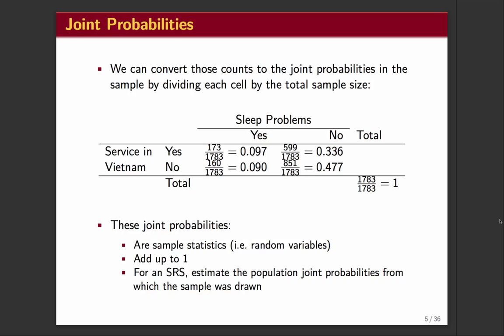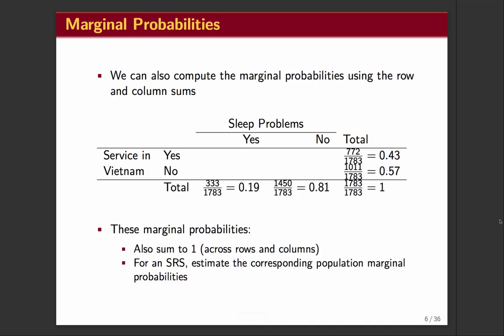So we refer to these as joint probabilities. That's a fancy way of saying, the joint probability of having served in Vietnam and having sleep problems is this. The joint probability of not serving in Vietnam and having sleep problems is 9.0%. So the joint probabilities have to do with the internal part of the table, the internal cells. The marginal probabilities, maybe not surprisingly, have to do with the margins of the table. It's a really fancy naming scheme.